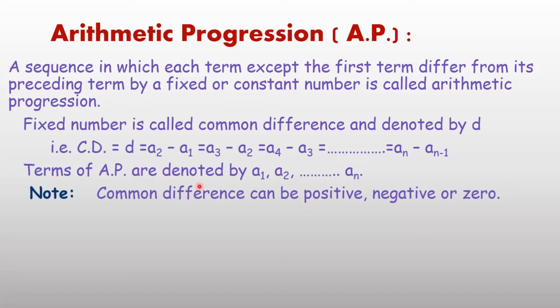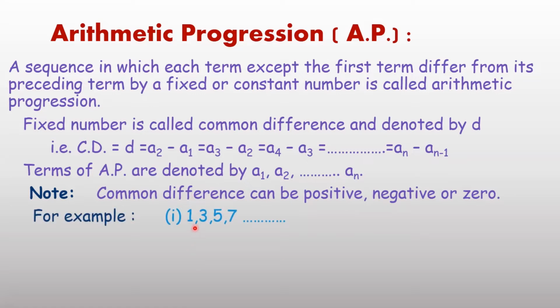This difference is common: A2 minus A1 is the same as A3 minus A2, which is the same as A4 minus A3. This difference is common, therefore it is known as the common difference. It may be positive, negative, or 0.